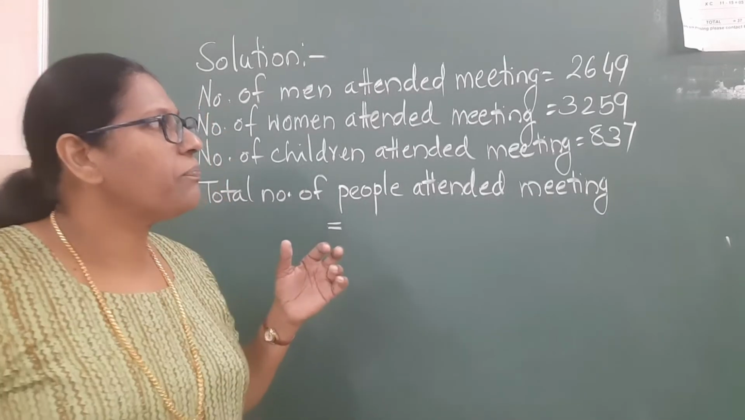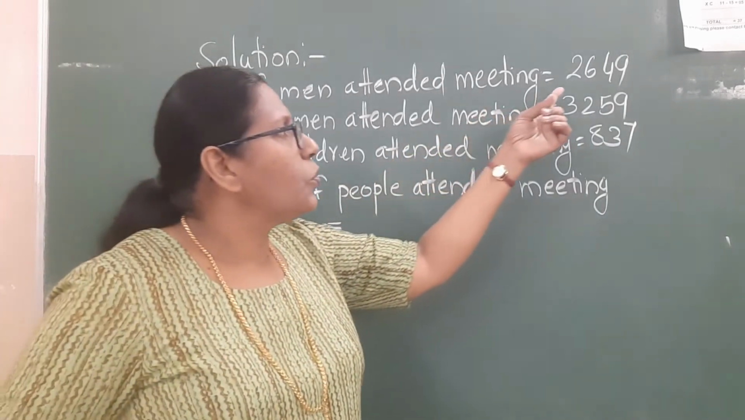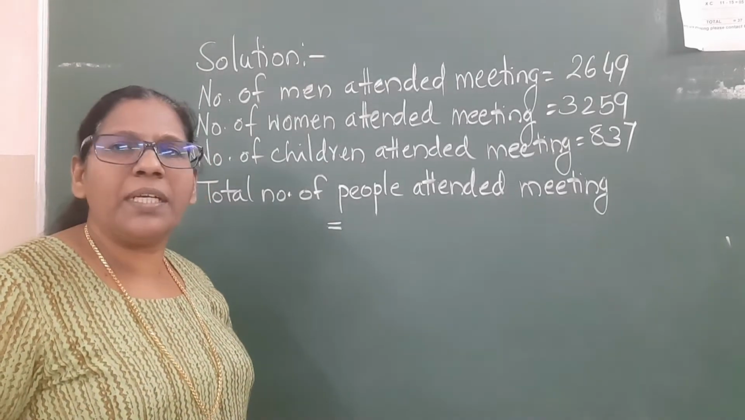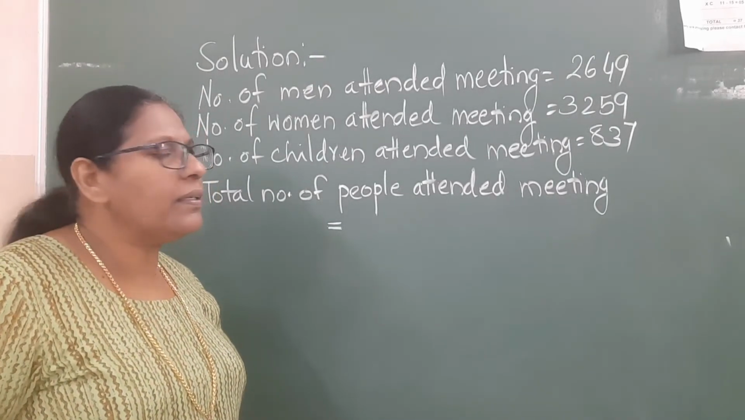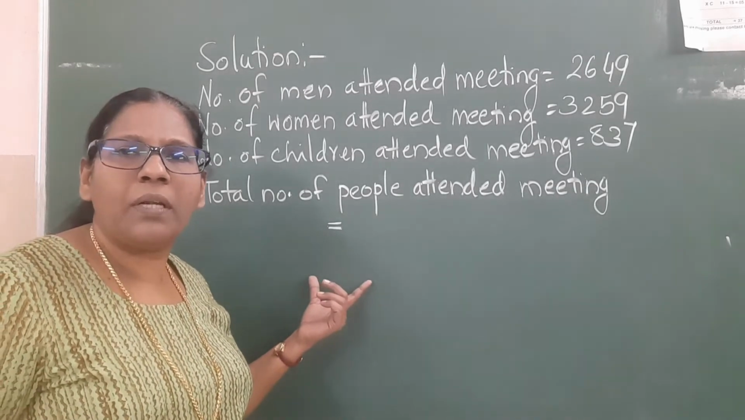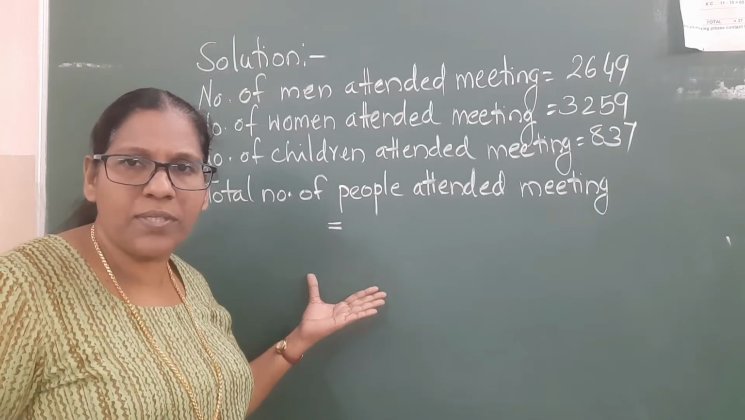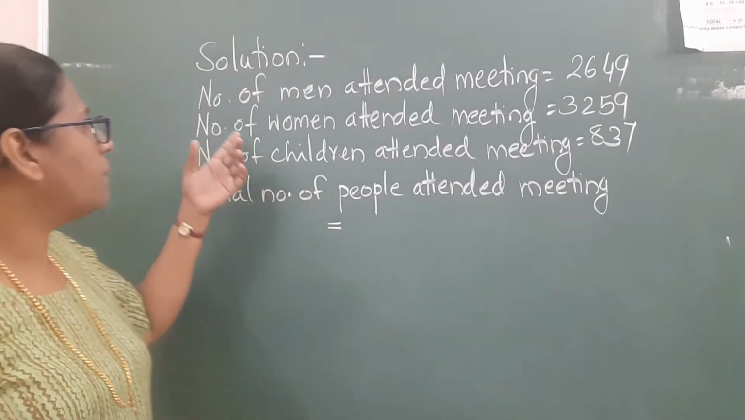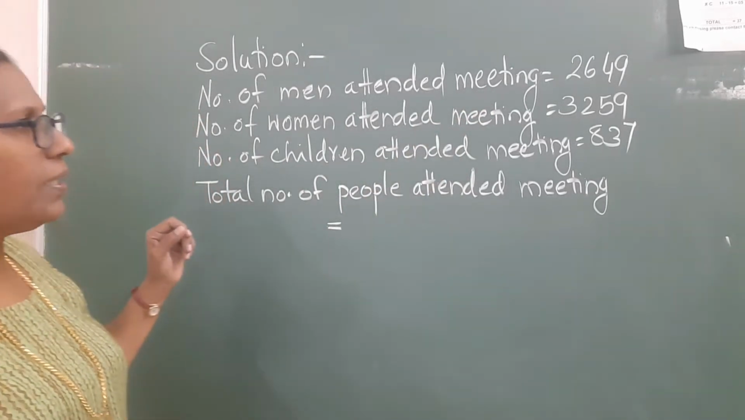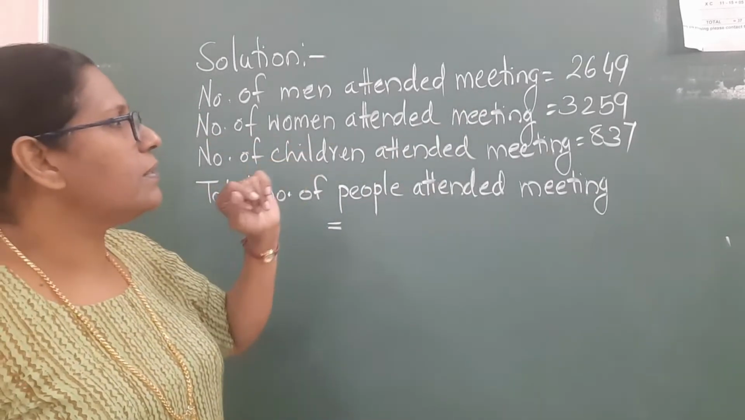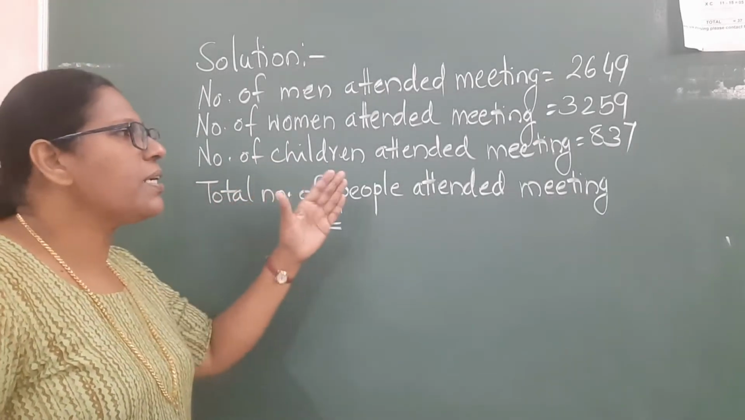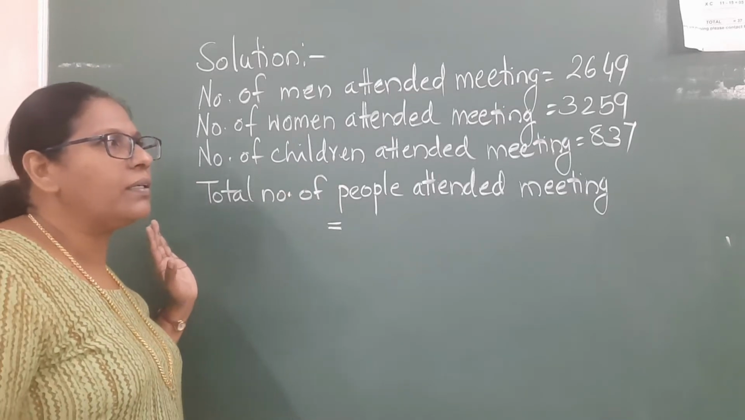In that meeting, there are 2,649 men, 3,259 women, 837 children. Find the total number of people attended the meeting. That is the question. For that, we have to write the solution. Number of men attended meeting is equal to 2,649. Number of women attended meeting is equal to 3,259. Number of children attended meeting is equal to 837.